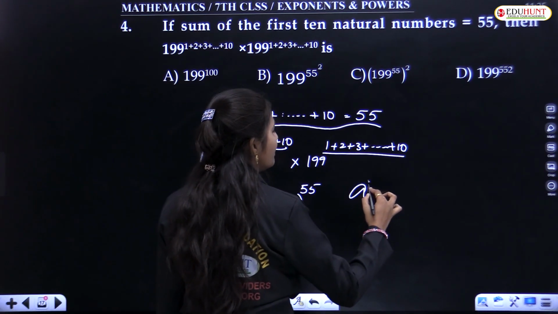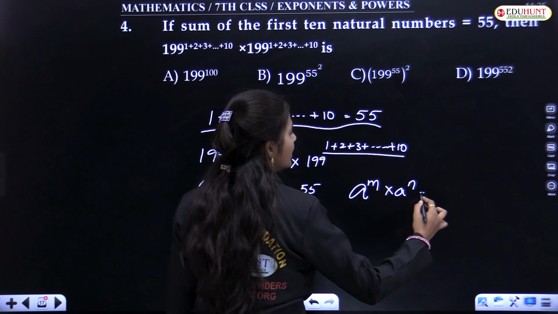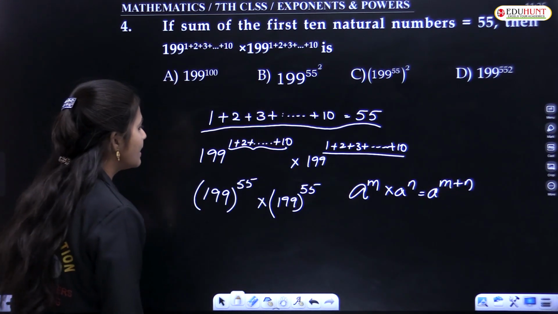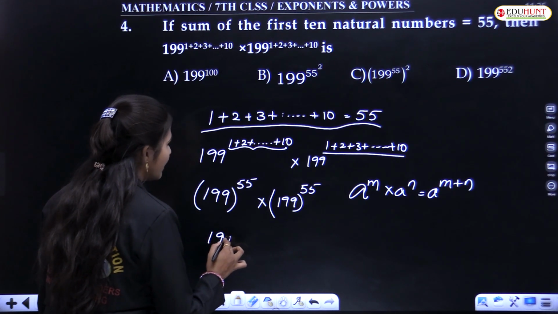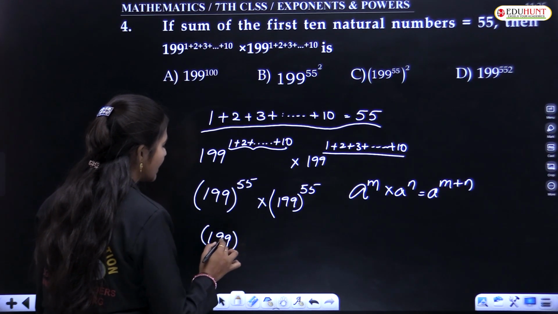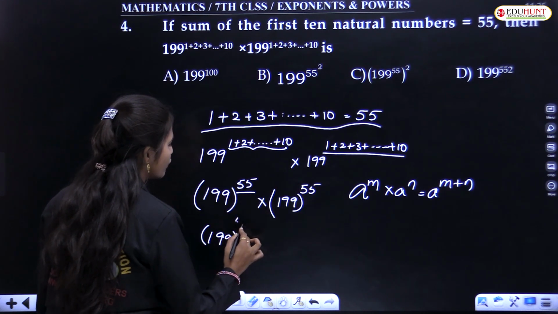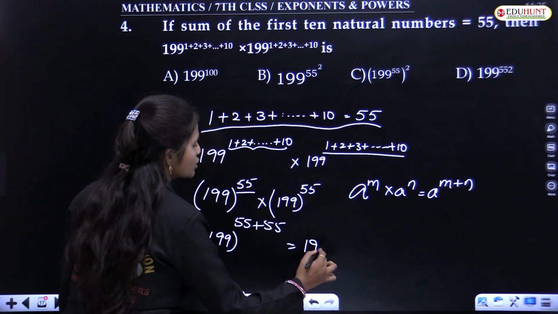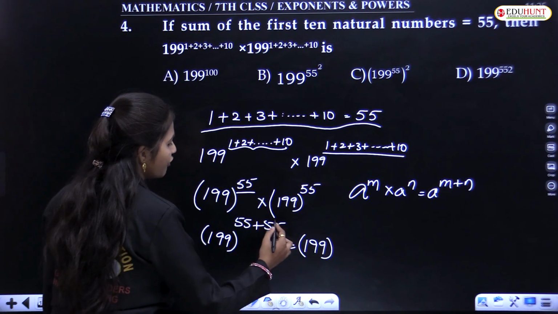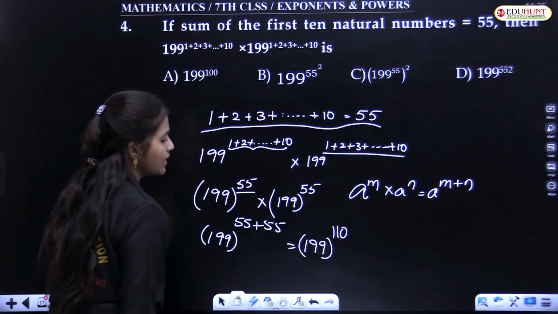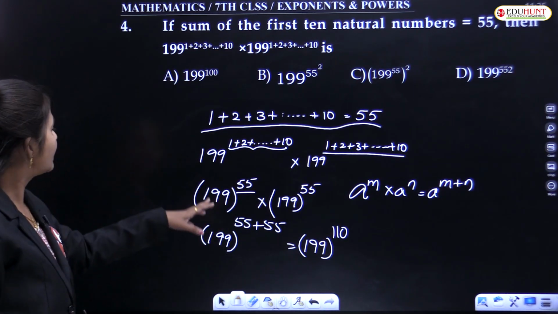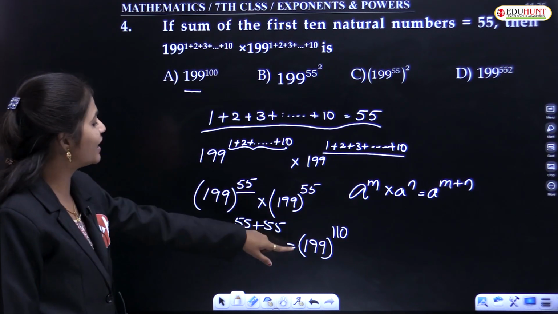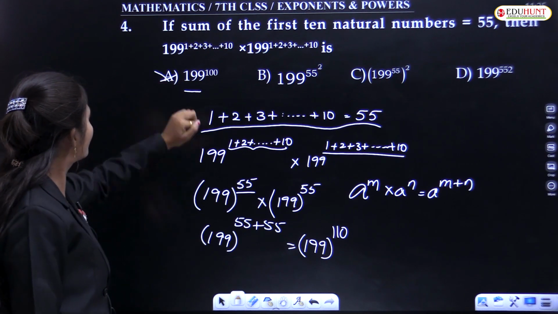So a power m into a power n is equal to a power m plus n. Here a is 199, m is 55, and n is 55. So it is 199 power 55 plus 55, which is 110. So this is the result, but here they didn't give it like that. This option is 199 power 100, but we got 110. So this is the wrong option.